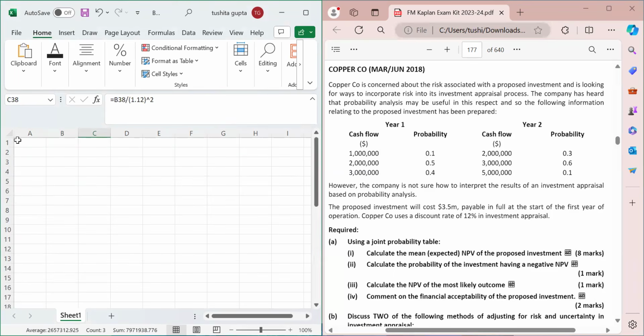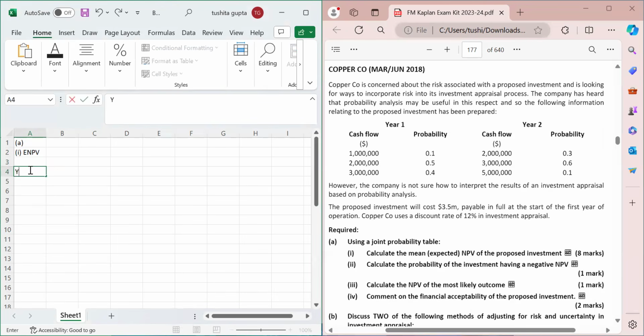Now let us move to the top and start our solution. This is part A and part I. This is about ENPV. So let's mention over here that this is my expected NPV.